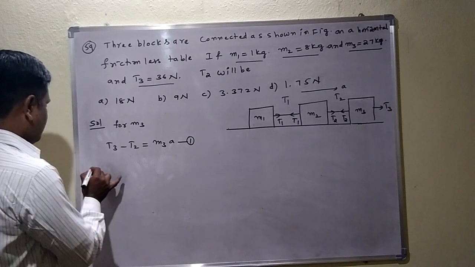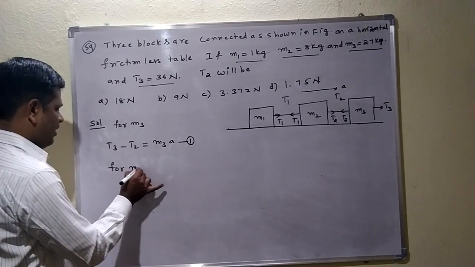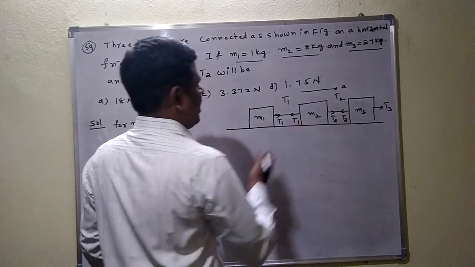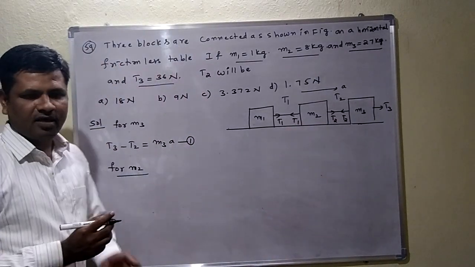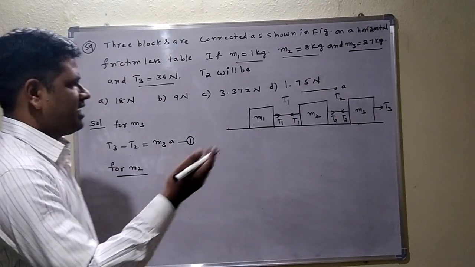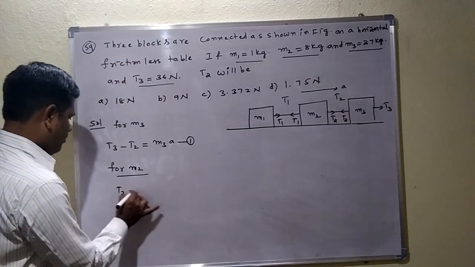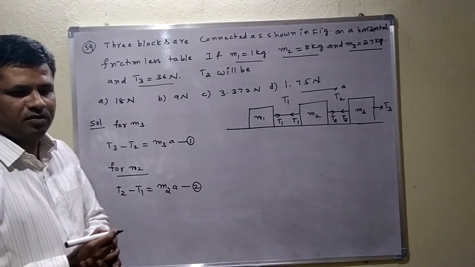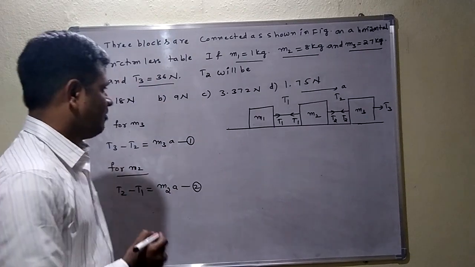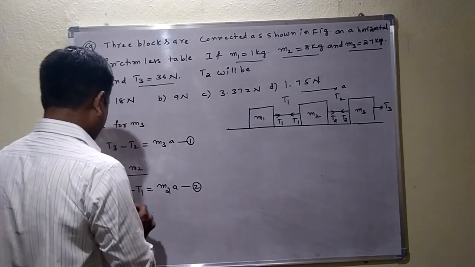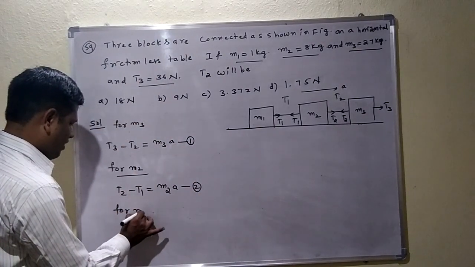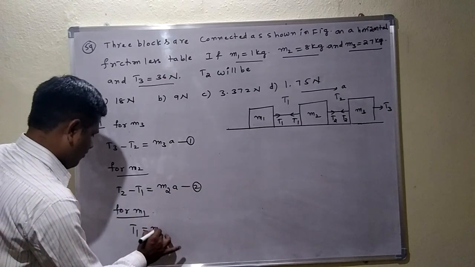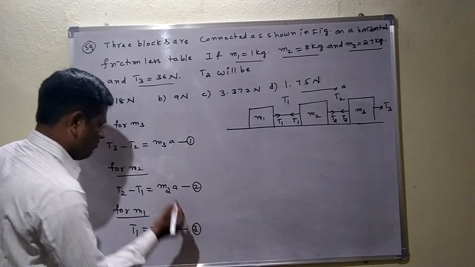Similarly, for M2 we write the free body diagram and the equation. Here T2 and T1 are there. T2 is more because acceleration is acting in that direction. T2 minus T1 is equal to M2 into A. This is equation number 2. For M1 there is only one tension, so T1 is equal to M1A. This is equation number 3.